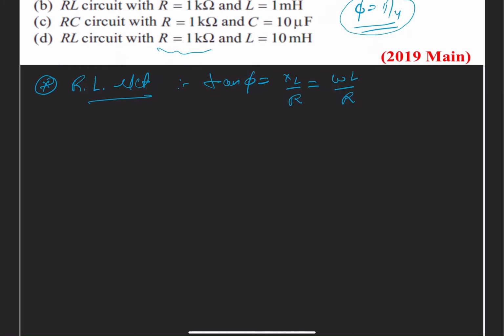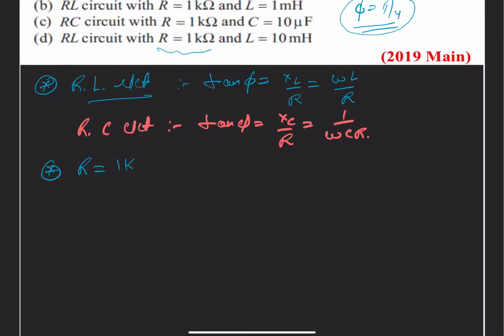And for our RC circuit, the phase difference, that is tangent of phi, is XC upon R, which comes as 1 upon omega CR. The value of R is the same for each option. So R is given as 1 kilo ohm, which is nothing but 1000 ohm, and the value of omega is 100.